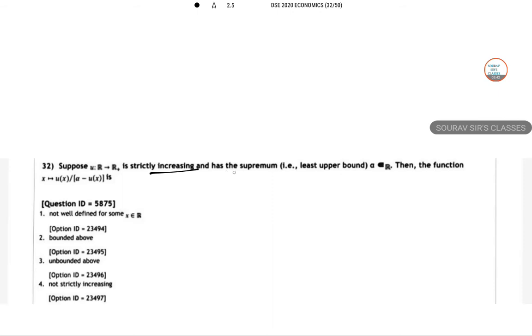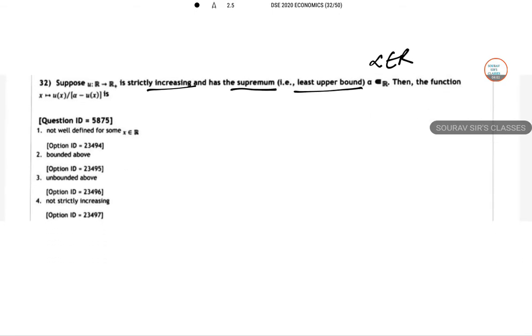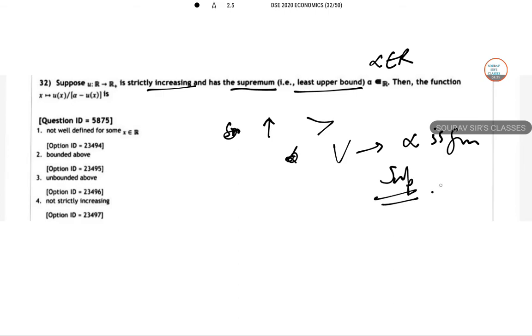Question 32. Suppose U of R is strictly increasing and the supremum is also given. The supremum is alpha belonging to R, and then the function x tends to U of x divided by alpha into U of x. So this is a boundedness and unboundedness structure. So the given function is strictly increasing, so greater than, no, greater than or equal to.